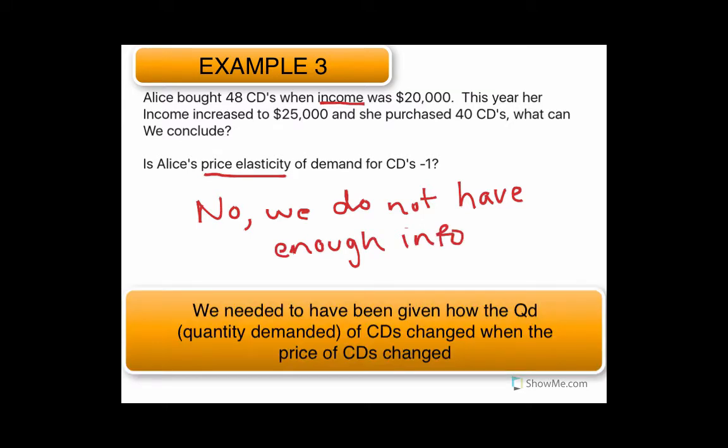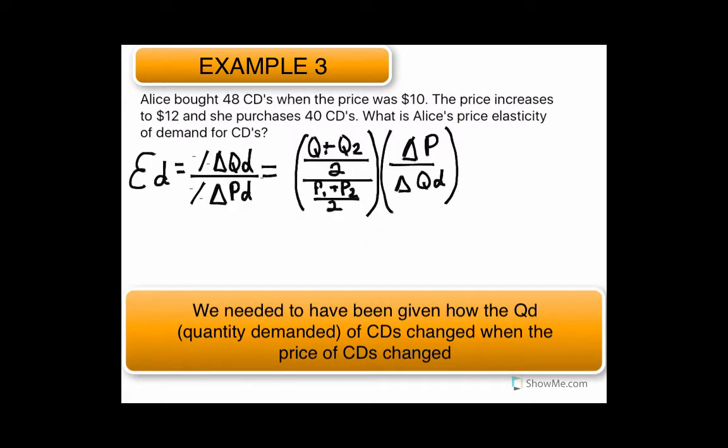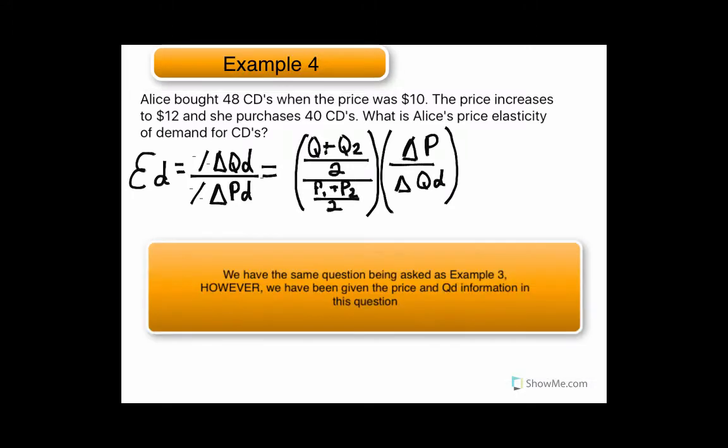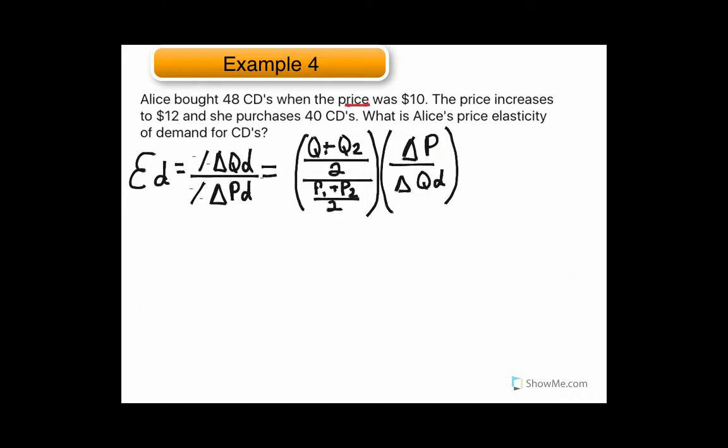So now let's look at a more complicated example. Same question, what is Alice's price elasticity of demand for CDs? With this question, we have the pricing information. So Alice bought 48 CDs when the price was $10. The price increases to $12, and she purchases 40 CDs. With this information, we can now find the price elasticity of demand for CDs.